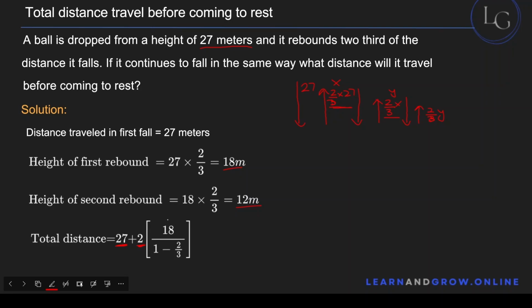And now to find the infinite series, well, as you know, the first rebound is 18. So 18 is A1, over 1 minus R. R, as you know, is 2 by 3, that is given to you in the question. So when you apply the formula and do all the calculations, you find out that the ball travels 135 meters in total.